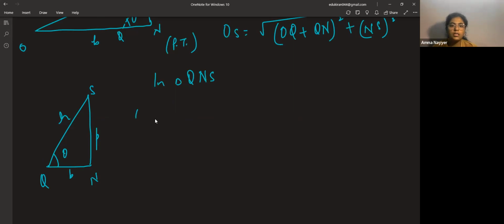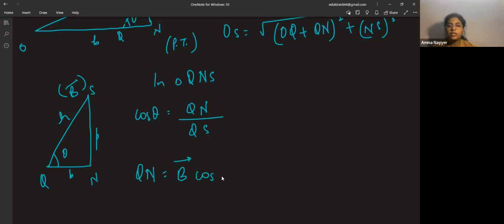Now look here, in this triangle QNS, if I consider, cos theta will become what? Base divided by hypotenuse, that is QN divided by QS. What is QS? QS is actually the vector B. This was not the diagonal of the parallelogram. We had taken it as B. So we cross multiply it. So QN will become QS, that is vector B multiplied by cos theta. This is one thing that we have obtained.